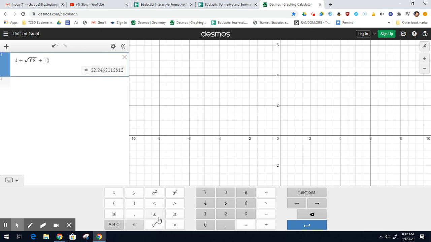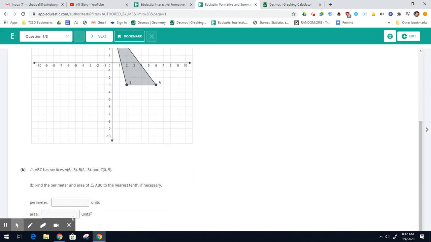So there's my perimeter, 22.2. Okay, so remember that, 22.2. And then to find my area, I'm going to do 48 minus 8 minus 24. And that's 16. And there we go. My perimeter is 22.2 and my area is 16.